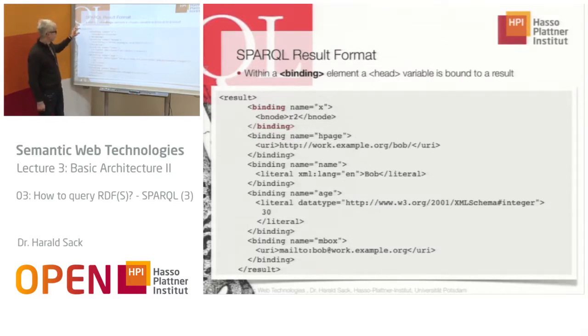For each variable and each result row, you will have one result with a binding to each variable. So for each line, you have a result paragraph within your XML document, and within each result paragraph, you have the binding for each variable. That's it. This is the way the result is returned from the SPARQL endpoint, and it can easily be interpreted.